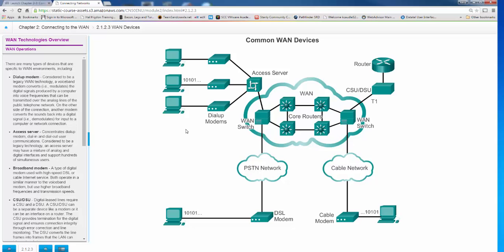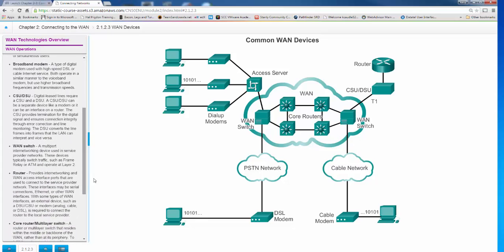So some of our different WAN devices: dial-up modems, you do not see many of them anymore, thankfully. If you grew up in the world where dial-up modems were common, when I first began using the internet, I had a 2400 baud modem. The internet was all text-based, and it was a pain to connect and to maintain connectivity. Access servers are typically devices that allow for multiple dial-in lines to come into an organization or a service provider.